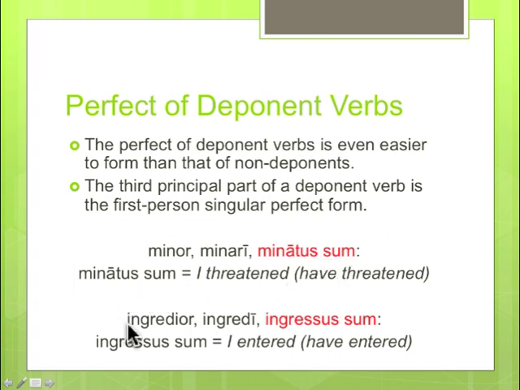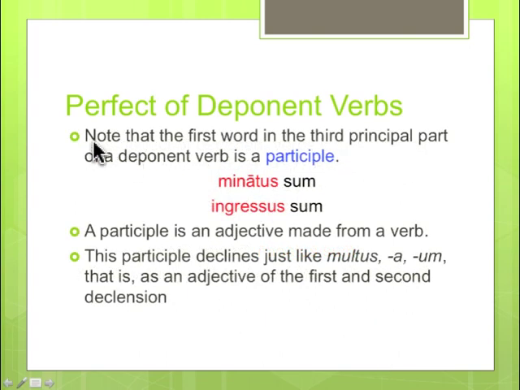Similarly, for the verb ingredior, ingredi, ingressus sum, the third principal part means I entered or have entered. It is the perfect form of the deponent verb. Note that the first word in the third principal part of a deponent verb is a participle. For instance, minatus sum. In minatus sum, minatus is a participle. In ingressus sum, ingressus is a participle. A participle is an adjective made from a verb.